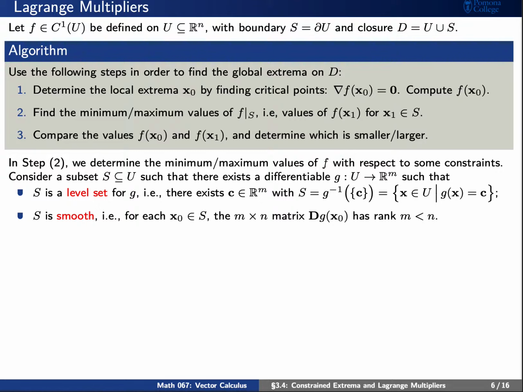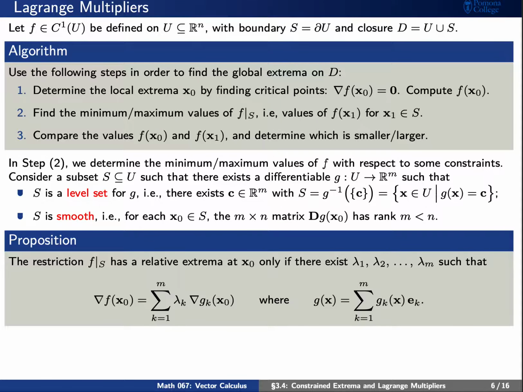We're also going to assume that S is smooth. That is, that this function g has the property that its derivative, remember this is some matrix, has rank m, which is less than n. Here the setup is our domain U is a subset of Rn, and g maps from U to Rm. So the derivative of g will be an m by n matrix. We're simply assuming that the rank is m.